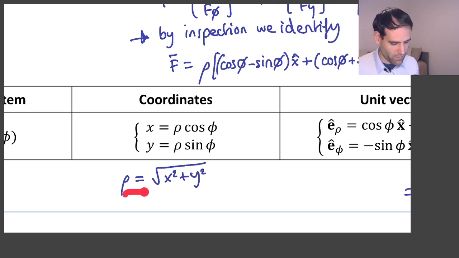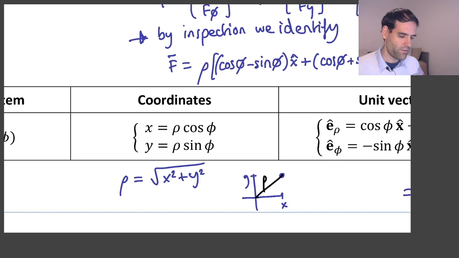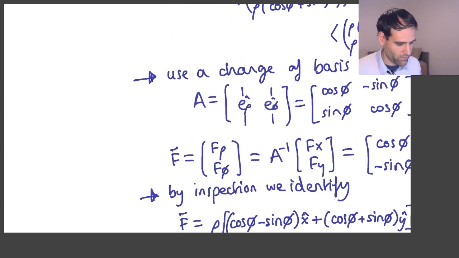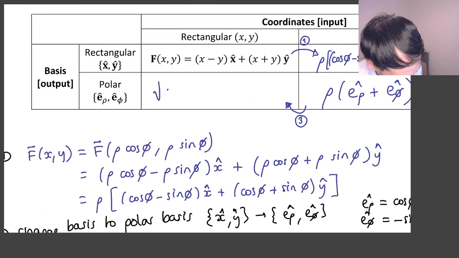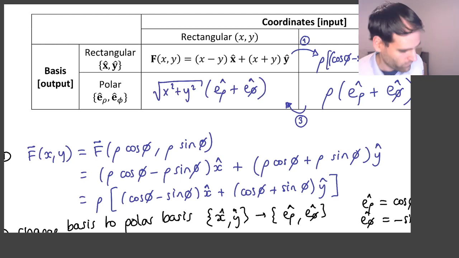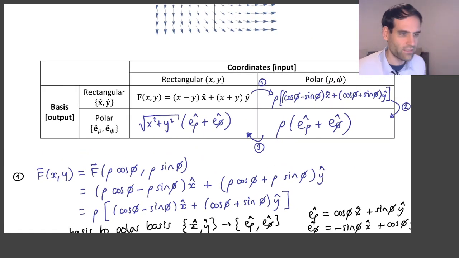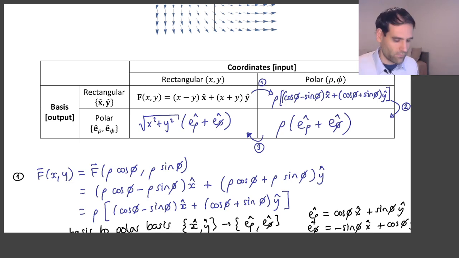You can either figure this out mathematically, or you can do it by reasoning: if you have a certain value of x and a certain value of y, and you're looking at this point, then of course rho is simply, using Pythagoras' theorem, the square root of x squared plus y squared. So we can just substitute this value for rho, square root of x squared plus y squared. We substitute this into rho, and we arrive at this. And now we have filled in the last quadrant of this table. So notice that in this expression, what are the coordinates? What are the things that are not a vector? We have x and y, so it's rectangular coordinates. That's why we are on the left column.